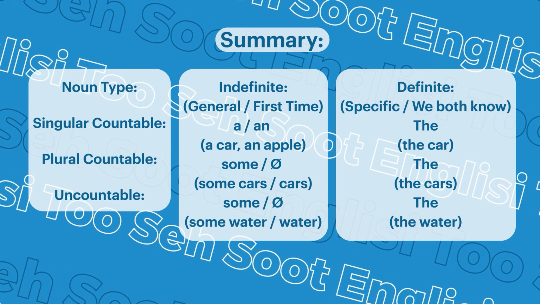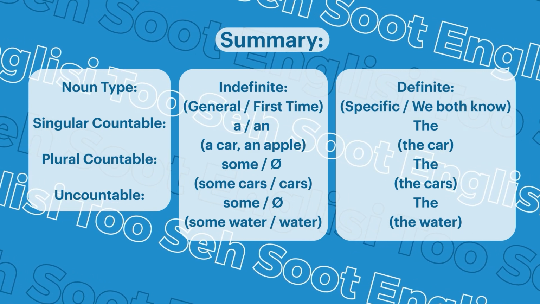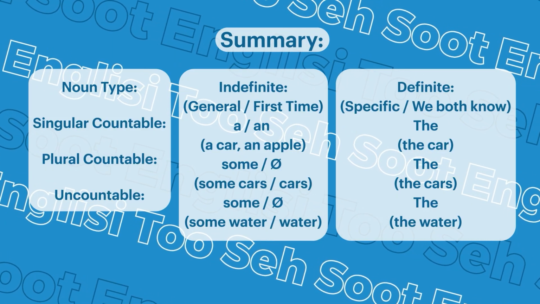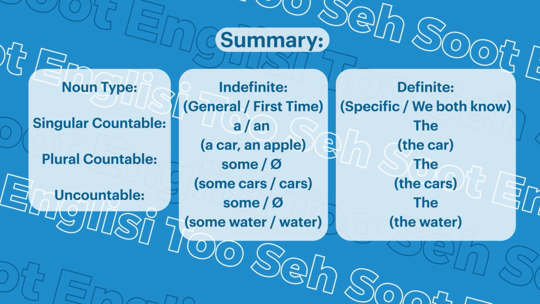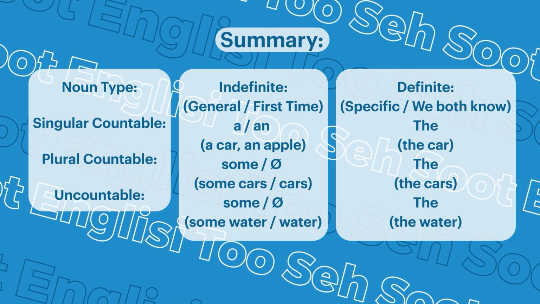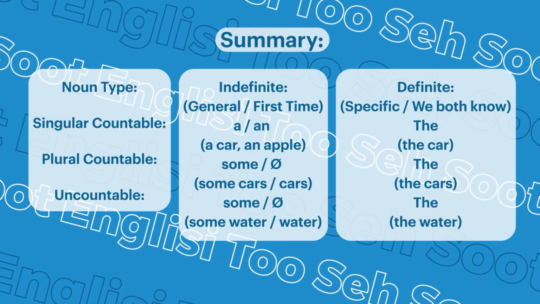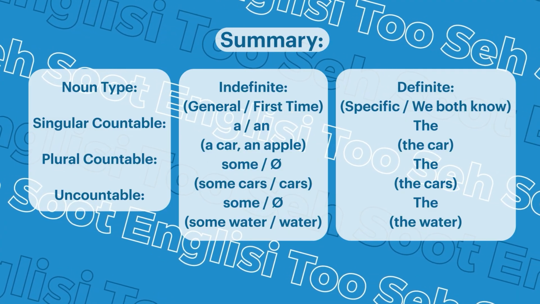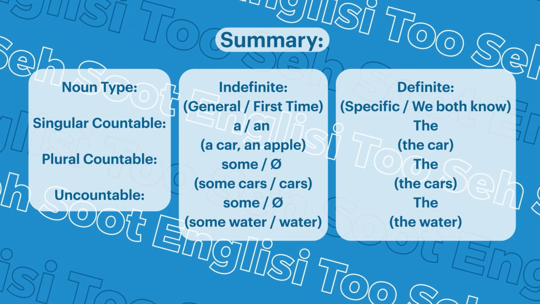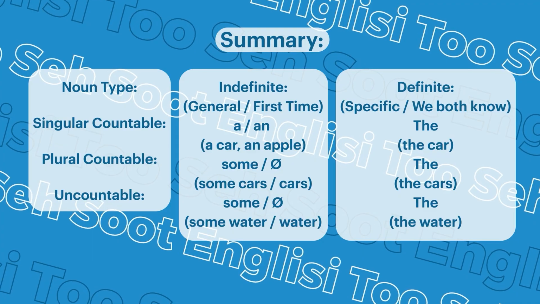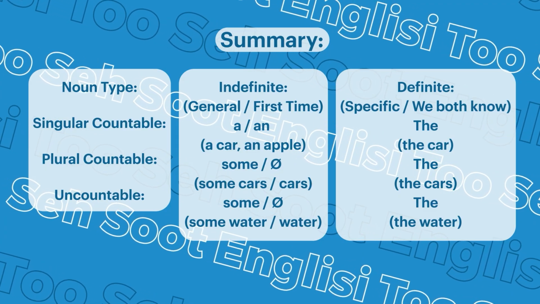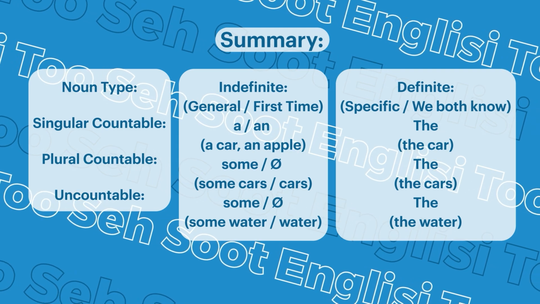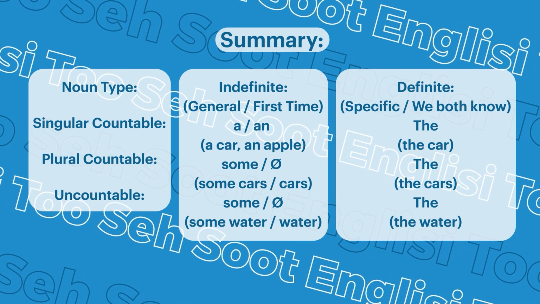So if our noun is singular countable, we use a or an, like a car or an apple. If it was plural countable, we use some or nothing. And again, if it was uncountable, we also can use some or nothing. So here we have some cars or cars alone, some water or water alone. And if the word was definite, we just use the, like the car, the cars, and the water.